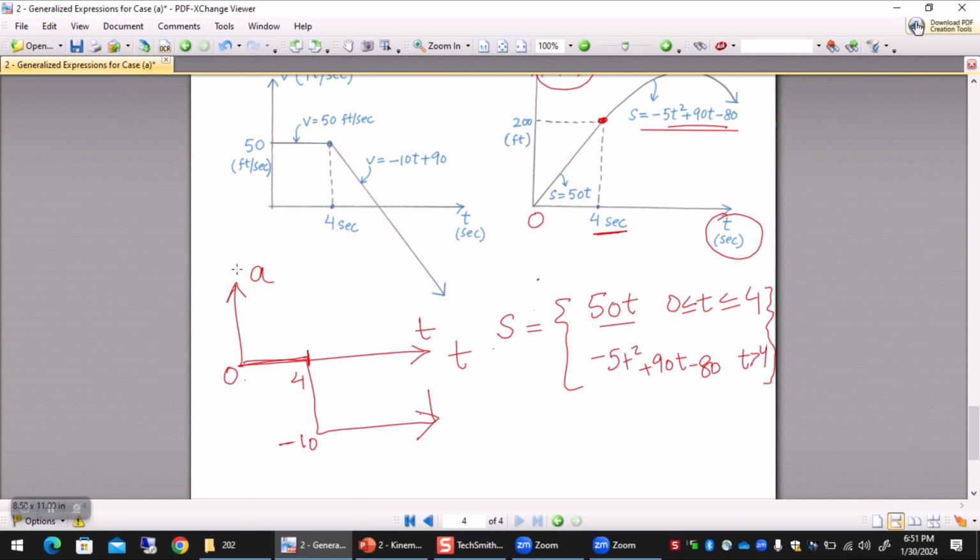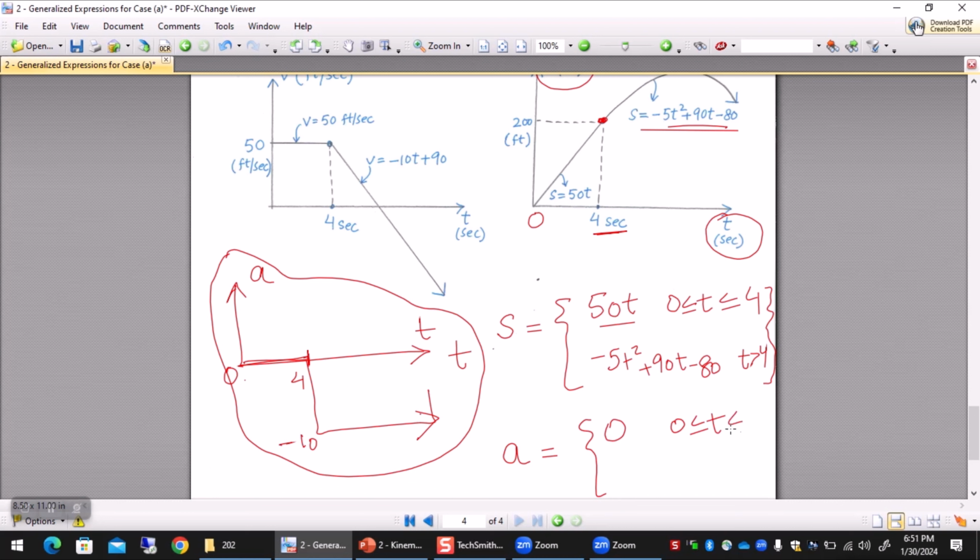So if you look at this graph, this also is a piecewise function. I can describe it mathematically as a equal to 0 for t equal to 0 to 4, and it is equal to -10 for t greater than 4, right? Now if you describe acceleration in this form, this problem will no more remain a constant acceleration case, because now you have a as a function of time. It depends on what the value of time is, right? So for the first 4 seconds it has one value, and then suddenly it changes its value.